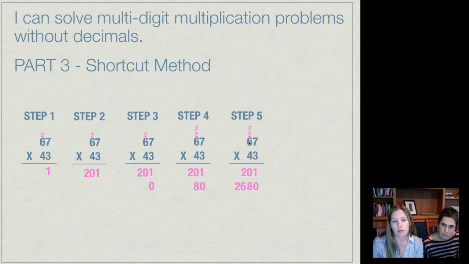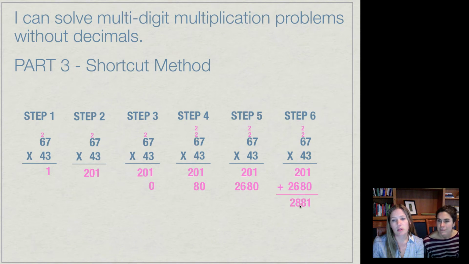So then we've got our next step. We multiply 6 times 4 is 24. We add that 2 that was left over up here, and we end up with 26. And then our final step is we add those 2 together.